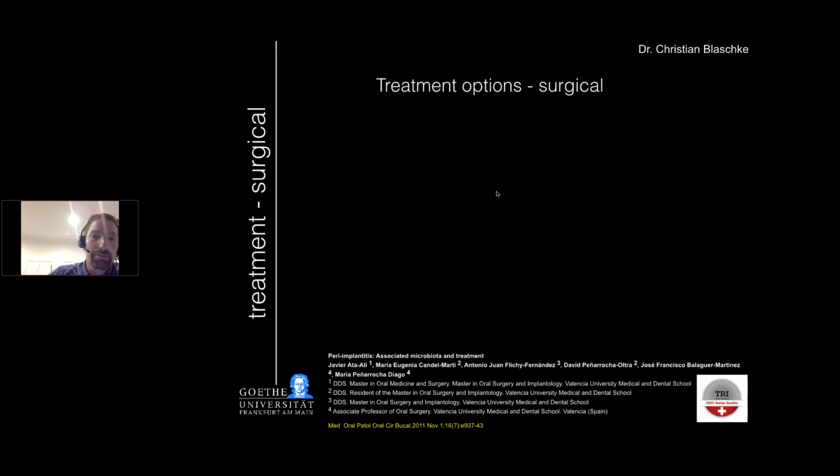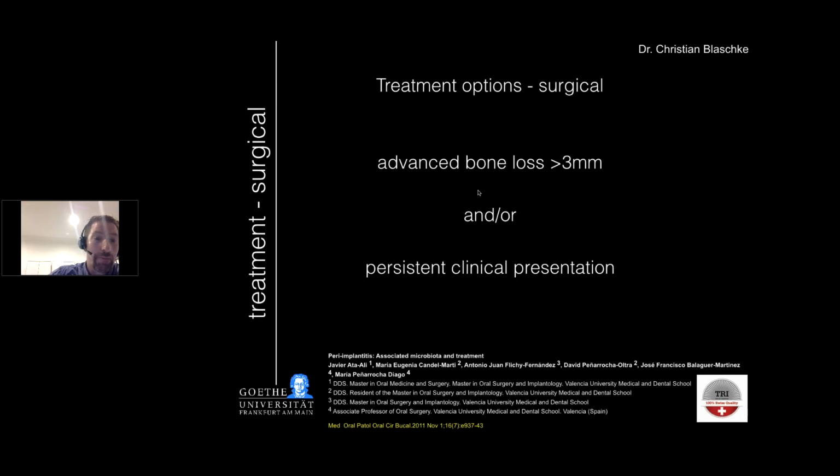So when do we use surgical options? Essentially, these are my criteria. I want to see an advanced bone loss, so a bone loss of over 3 millimeters. I would certainly consider surgical options. And in implants with a persistent clinical presentation. So if you see a patient and you do a non-surgical approach and it's just not getting better, obviously you want to step it up to a surgical approach.